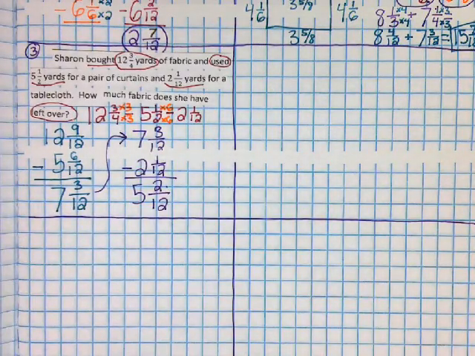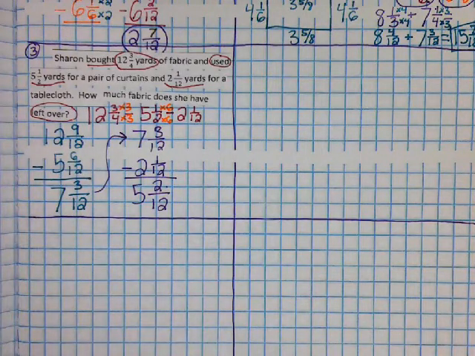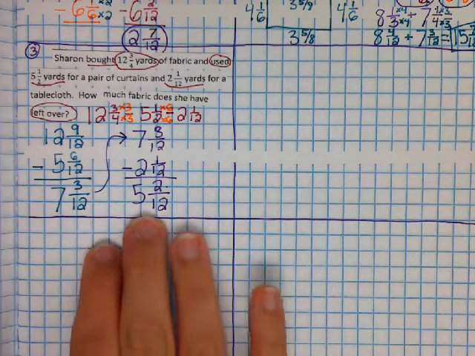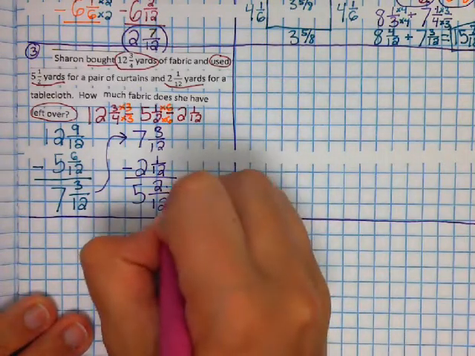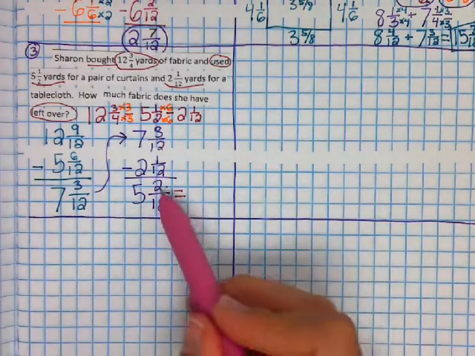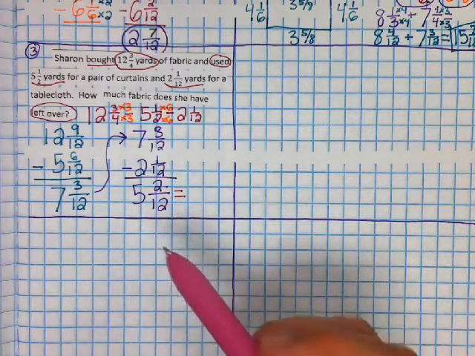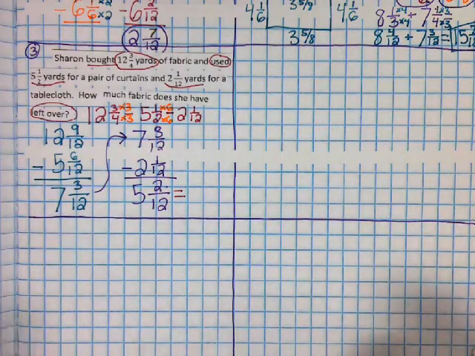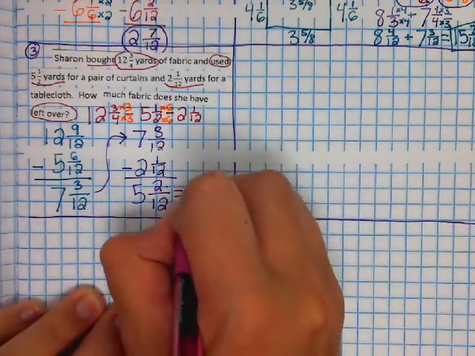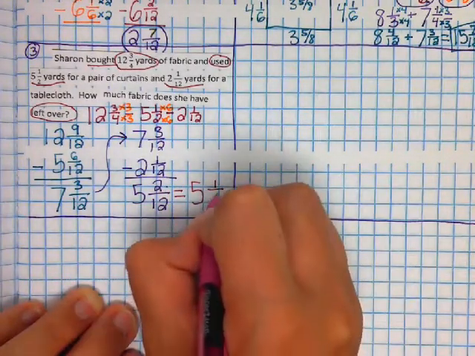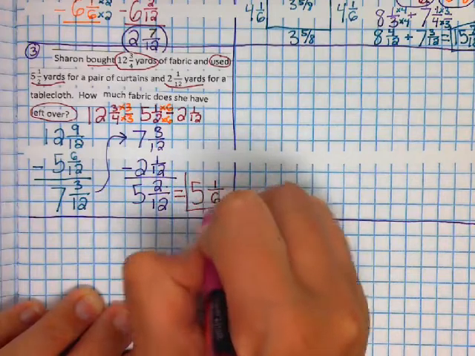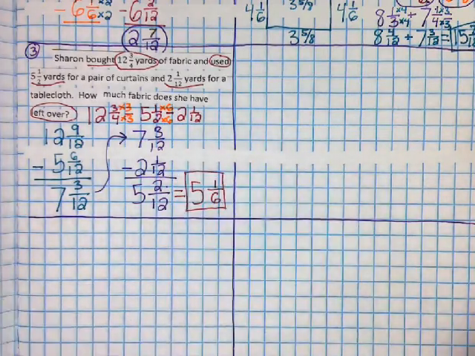Are we finished? We are finished with the math, but we need to simplify this answer. It's not quite done yet. What can I do to simplify 2 over 12? I can divide by 2 because they're both even. So I'm going to keep my 5. 2 divided by 2 is 1. 12 divided by 2 is 6. So 5 1/6 is my final answer.